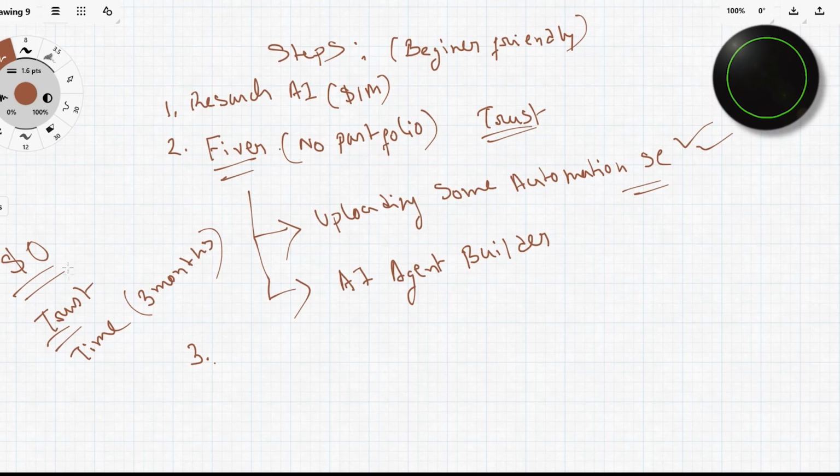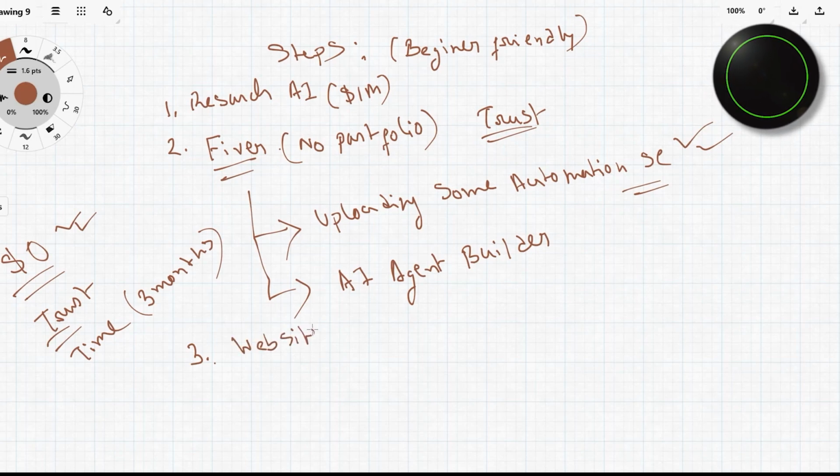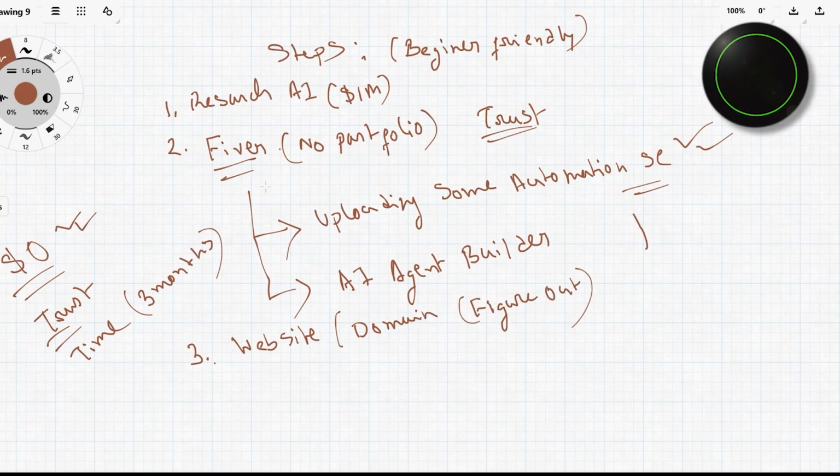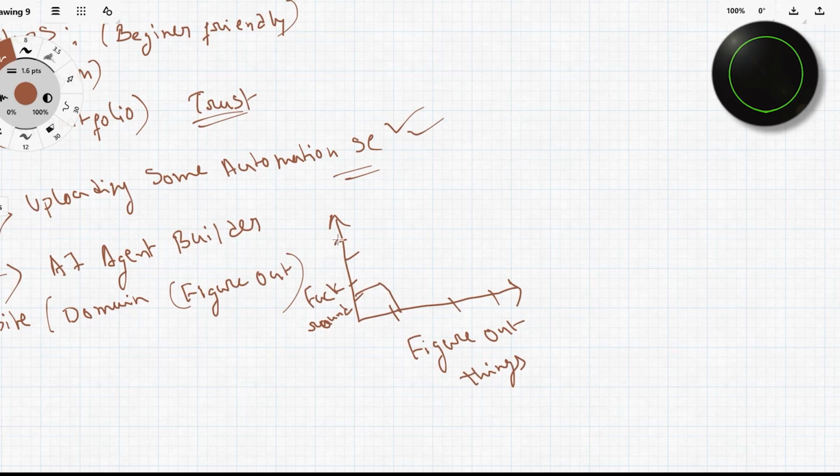After we are creating and earning a few dollars from Fiverr, we convert our Fiverr account into a business, right? For this, we will make our own website and purchase our own domains and all. You know the famous graph. The graph says the more you mess around, the more you figure out, right?